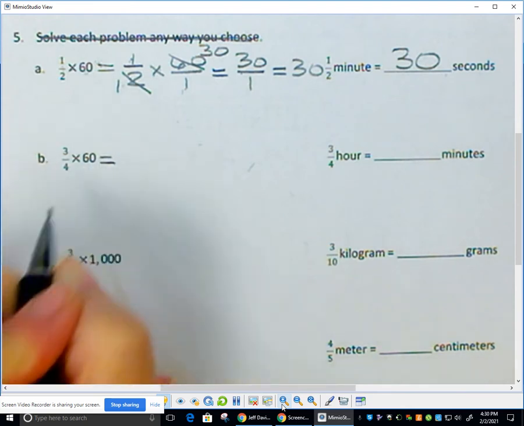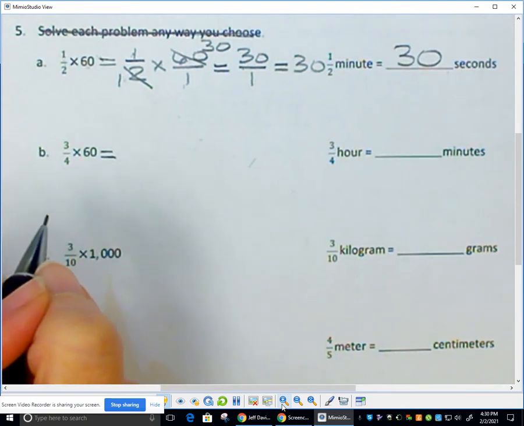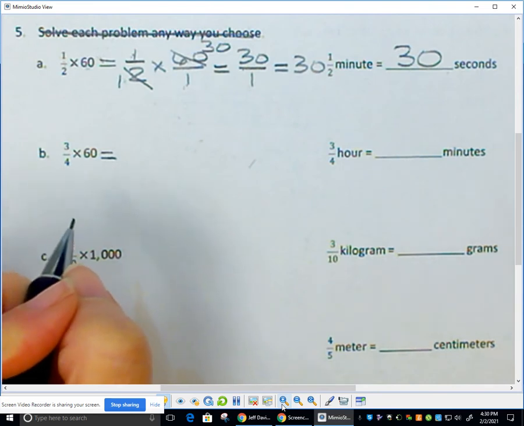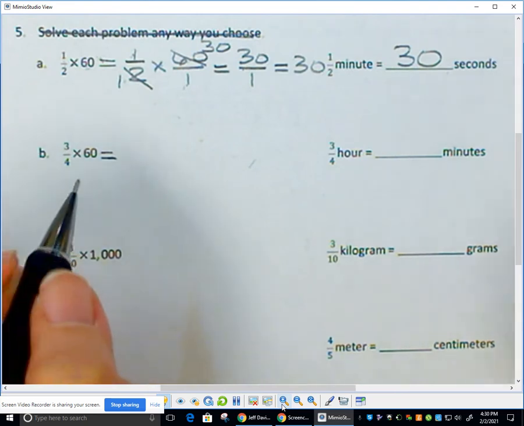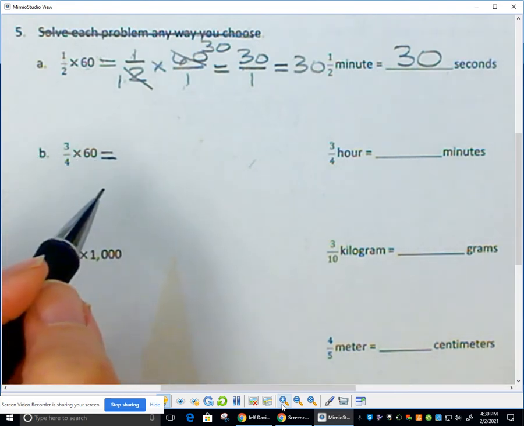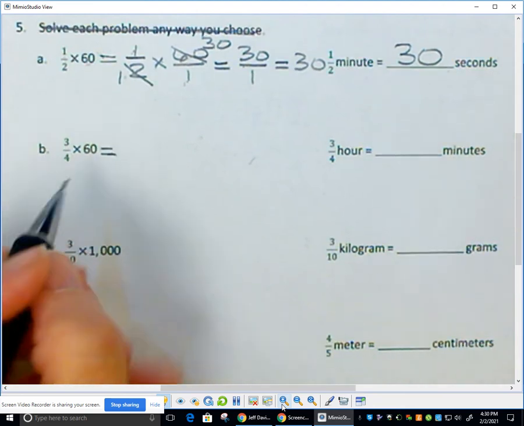And I challenge you, as we're working these, you pause the video every time, work it, and then check behind yourself. That's how you're going to learn how to do this. Just copying what I'm doing and not really understanding what's happening, that won't help you.